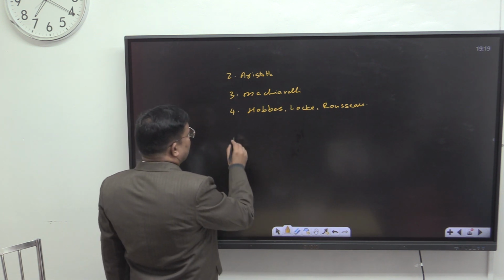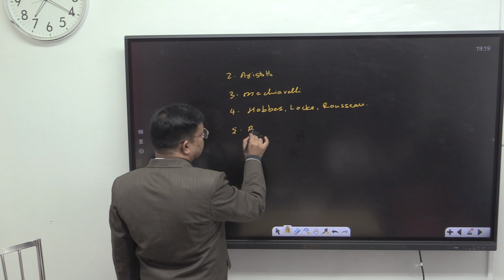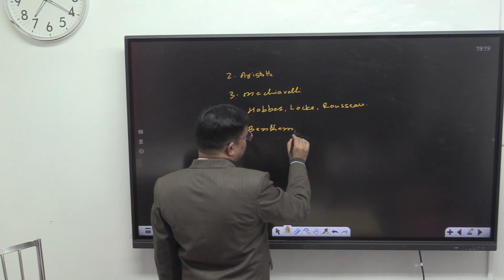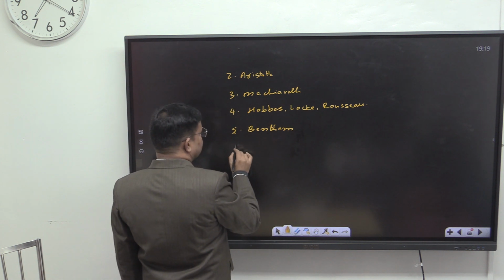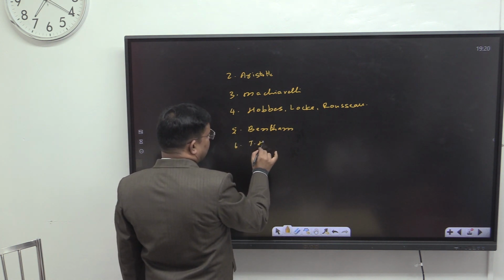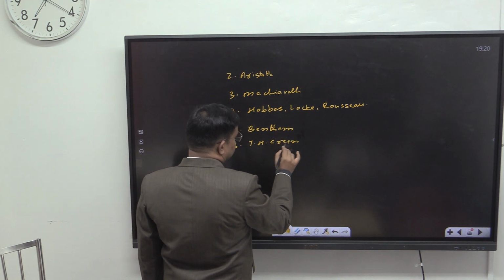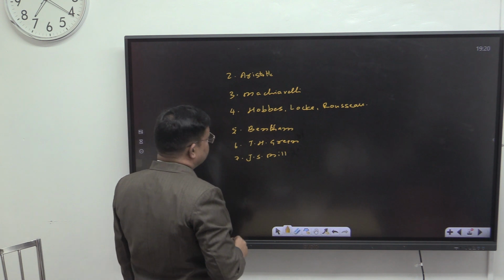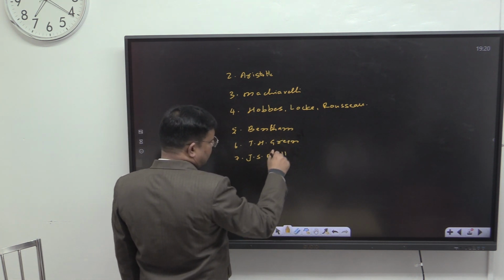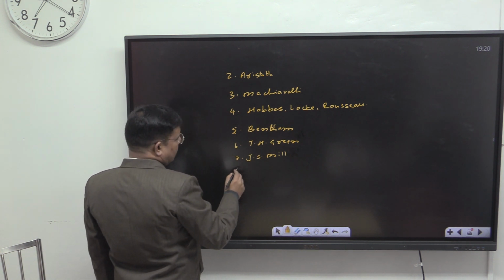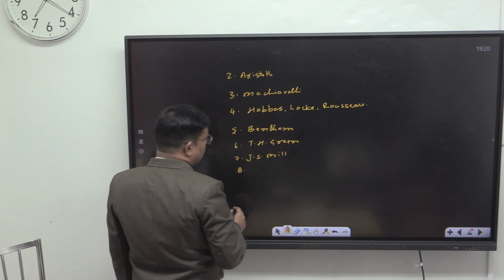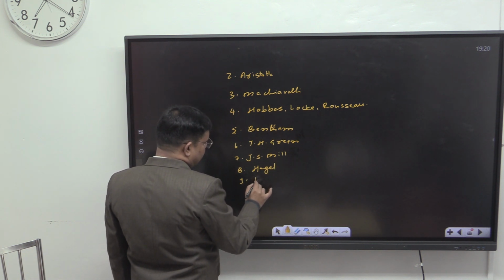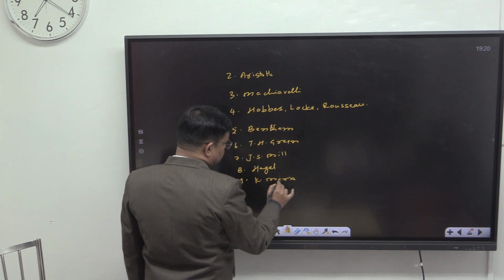Then you will have to study Bentham, and from Bentham, T.H. Green, J.S. Mill. The three scholars are interlinked with each other. The next one, you will have to study Hegel, and Hegel and Karl Marx.